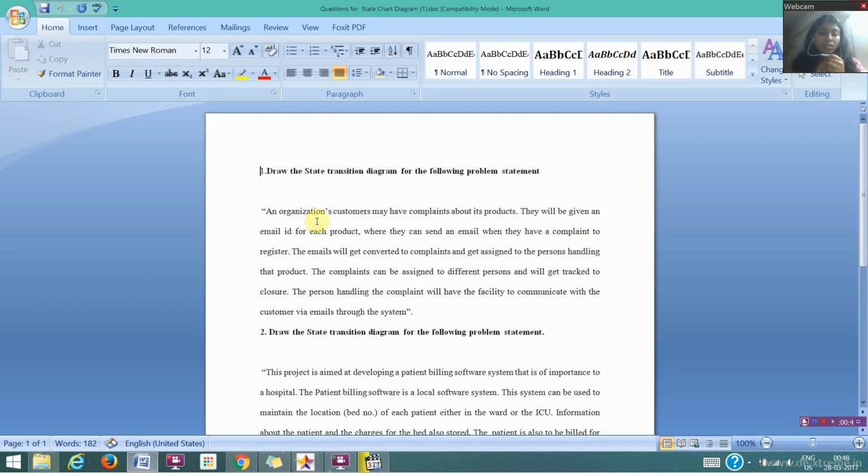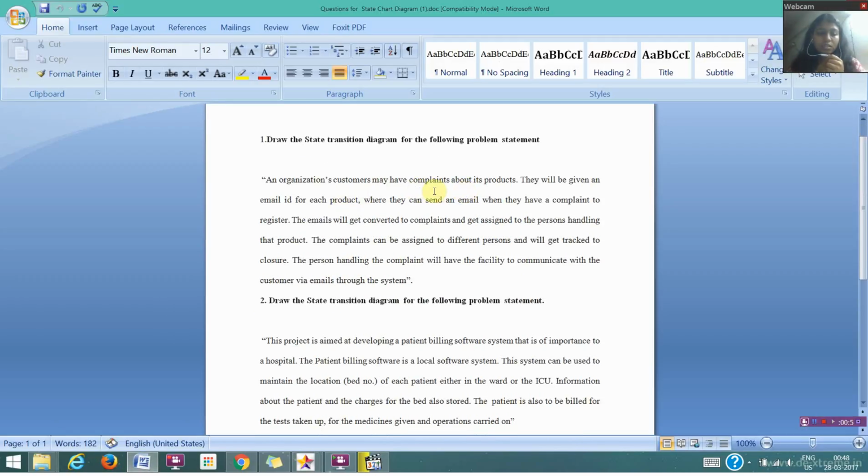And my first question here is to draw the state chart diagram for the following problem statement. An organization's customers may have complaints about its products. They will be given an email ID for each product where they can send a mail when they have a complaint to register. The emails will get converted to complaints and get assigned to the persons handling that product. The complaints can be assigned to different persons and will get tracked to closure. The person handling the complaint will have the facility to communicate with the customer via emails through the system.